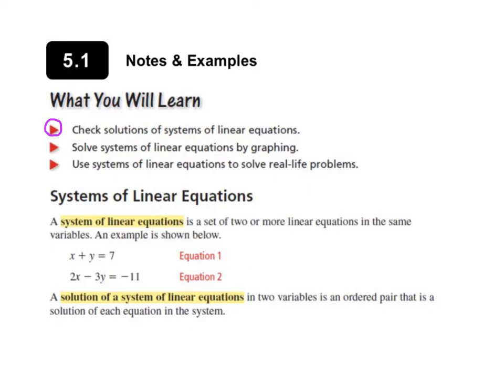So if we start looking at a system of linear equations, it's a set of two or more linear equations in the same variables. When it says in the same variables, it just means the letters are the same in the two equations. So we have x and y most of the time. An example is shown below. A solution is an ordered pair that is a solution of each equation in the system. That means it makes both true.